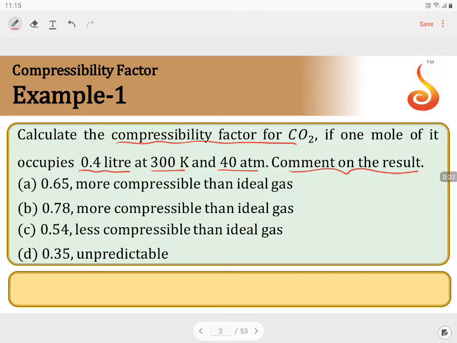Comment on the result: we'll be taking the Z value, which is PV by nRT. We know the formula. Compressibility factor is given by the formula PV by nRT. If we get a resultant value less than 1, we say the gas is easily compressible. If we get Z greater than 1, it is difficult to compress.